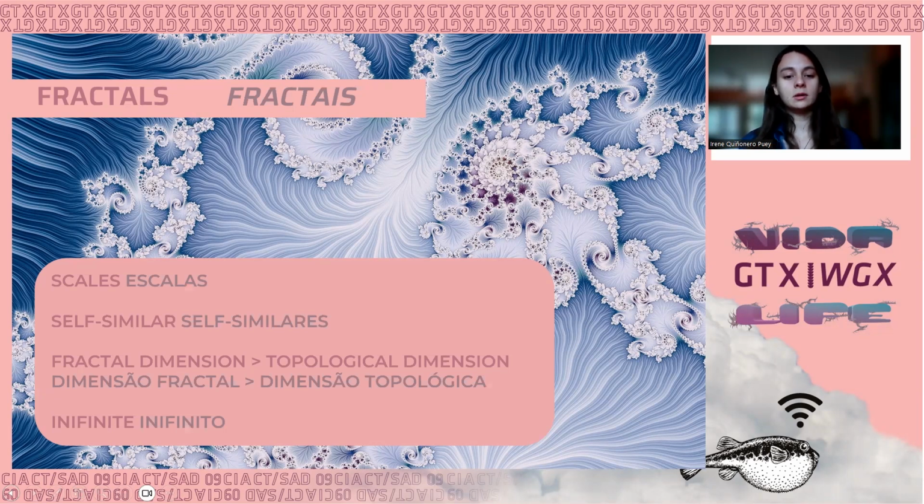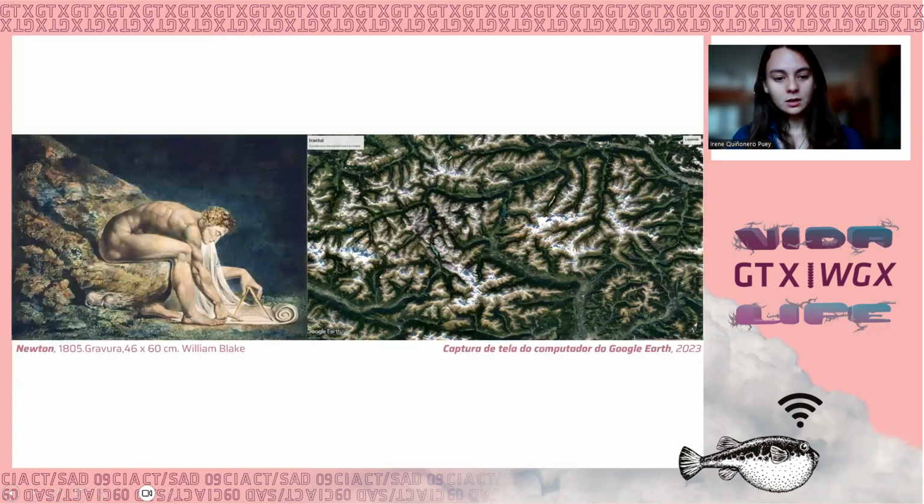One, it is scalable; two, self-similar; three, it has a fractal dimension that is greater than its topological dimension; and after that, it is infinite. Well, to begin with, fractals are scaling and self-similar. The structure can be repeated by reducing or increasing its scale while maintaining its proportions. Hence the principle of self-similarity. As we can see, in an image of mountains from the air, the shape can remind us of the branches of a tree.